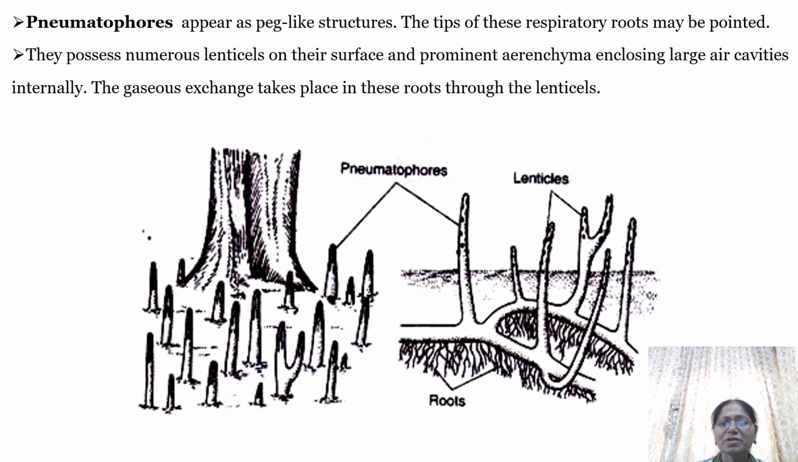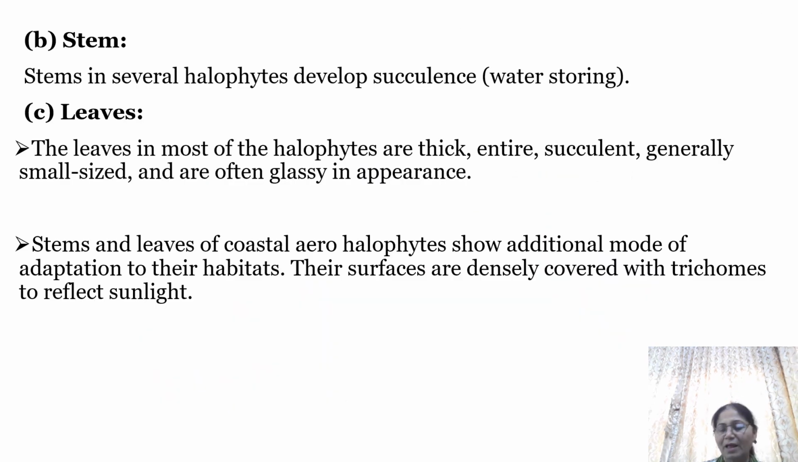These pneumatophores have small lenticels on the surface. Lenticels means pores. Pores are present on the surface of these breathing roots, these pneumatophores. With the help of lenticels, the exchange of gases takes place. So this is the mechanism by which the roots will breathe, by using these lenticels.